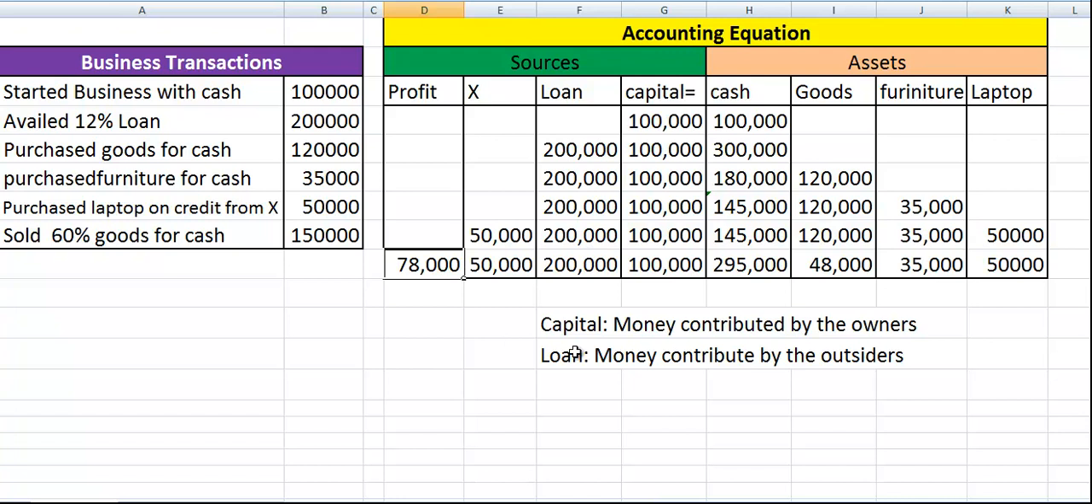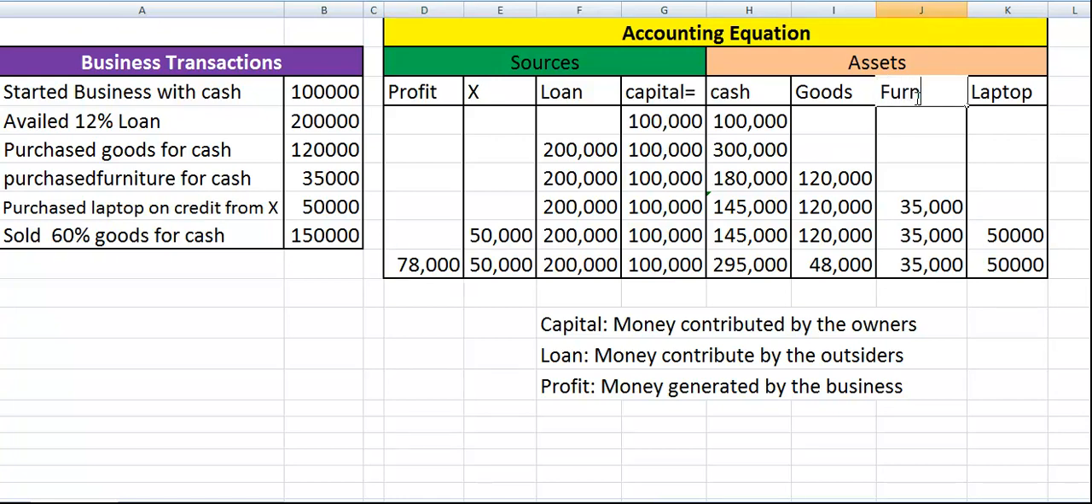So at any point of time, the sources of a business are capital, which is money contributed by the owner, a loan, money contributed by the outsider, and profit, which is the money generated by the business. So these are the three sources. Of course, as of now profit is 78,000. You have to see that we have not shown interest or any other expense. As we move slowly ahead, we'll also bring that into account, into the books of account.